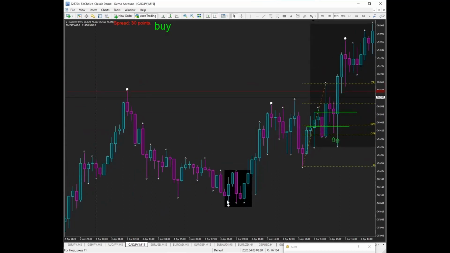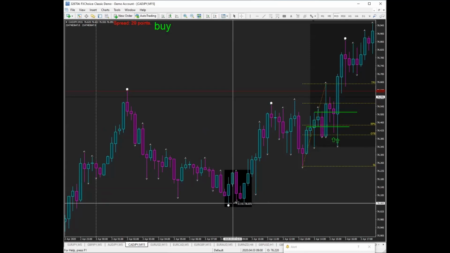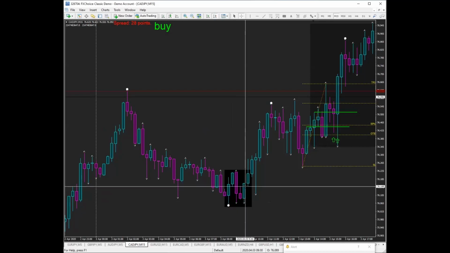Yeah, yep. The way I see it, this is the low. They went down there, but they wicked into it, but they didn't break it. And they gave me another fractal that's very close to this one. That's pretty much the same, I mean, you're talking half a pip. And then I got a better entry on it. Here's my pullback, here's my entry, and you run.